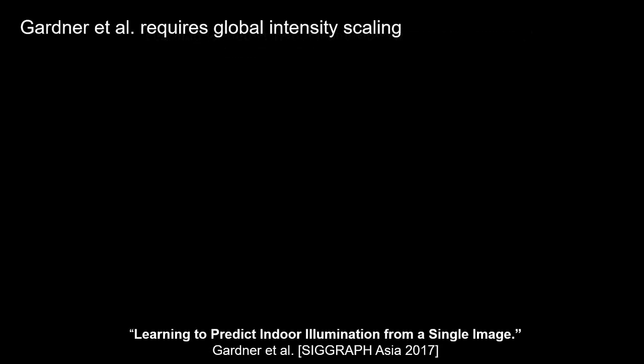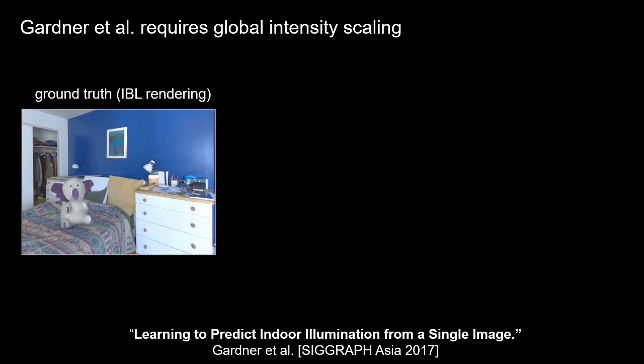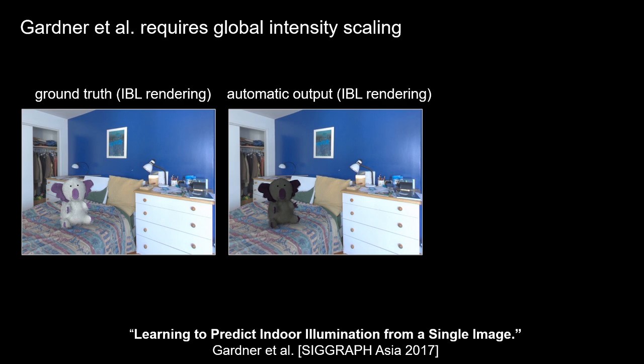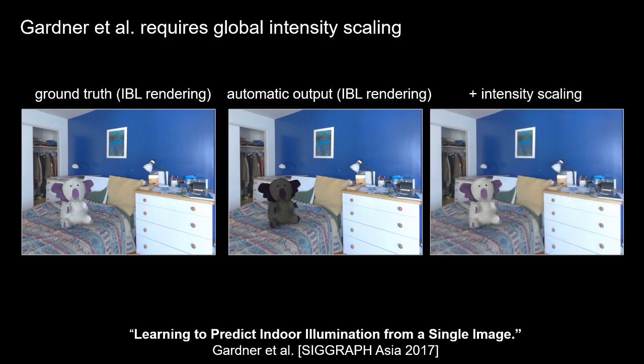The first is that the output from the network often requires a global intensity scaling. Here on the left, the stuffed toy, which is virtual, is rendered with the ground truth lighting in the scene. The middle is rendered using the output from their network, and the right is after the output from their network is manually adjusted by an artist, just changing the intensity scaling.